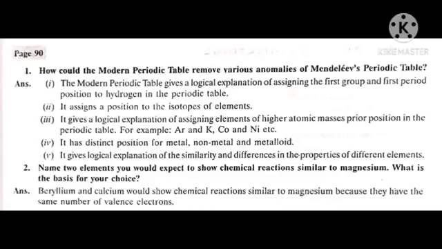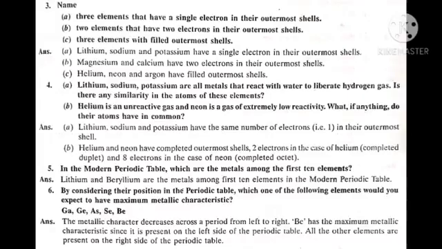Question number 2. Name 2 elements you would expect to show chemical reactions similar to magnesium. What is the basis for your choice? Answer: beryllium and calcium would show chemical reactions similar to magnesium because they have the same number of valence electrons. Question number 3. Name A. 3 elements that have a single electron in their outermost shells. B. 2 elements that have 2 electrons in their outermost shells. C. 3 elements with filled outermost shells.